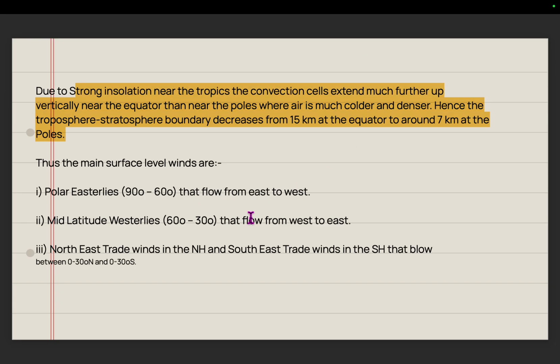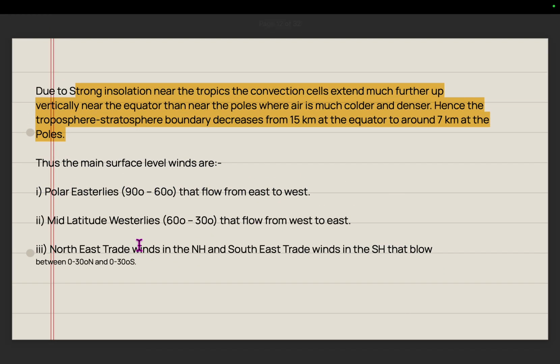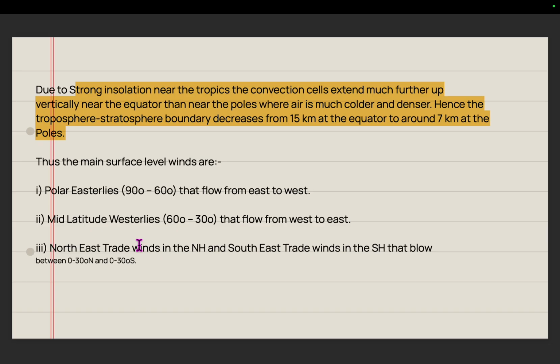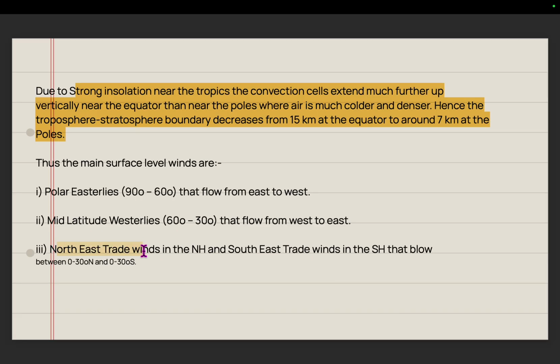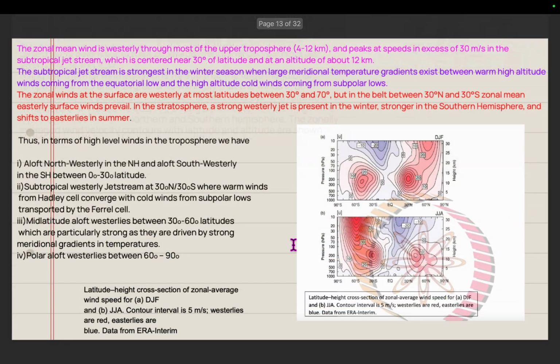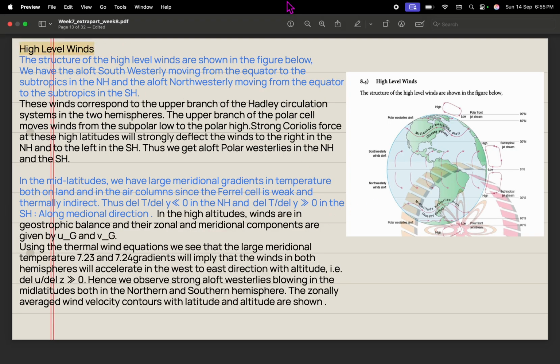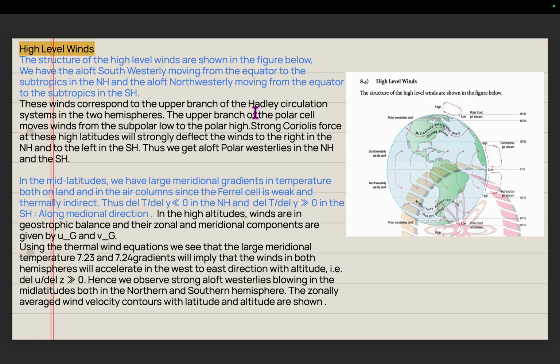So there are three kinds of surface winds that were discussed: the polar easterlies, mid latitude westerlies, and the northeast trade winds in the northern and the southern hemisphere. Now there are another two slides, on the upper level or high level winds. The structure of the high level winds is shown here in this figure.